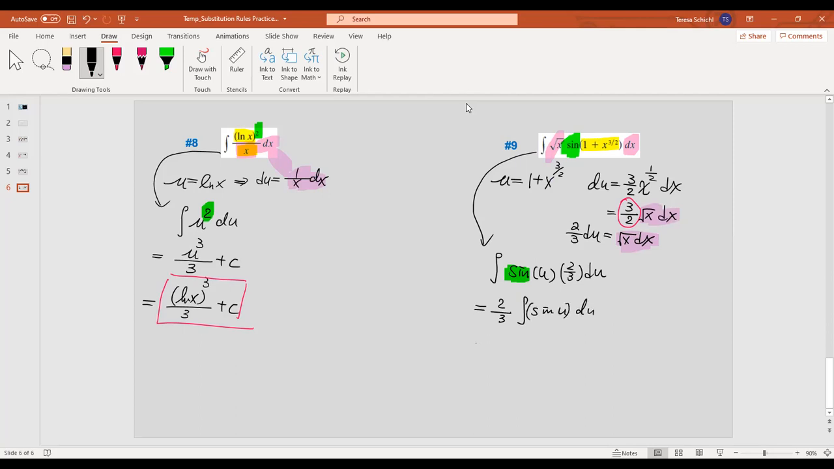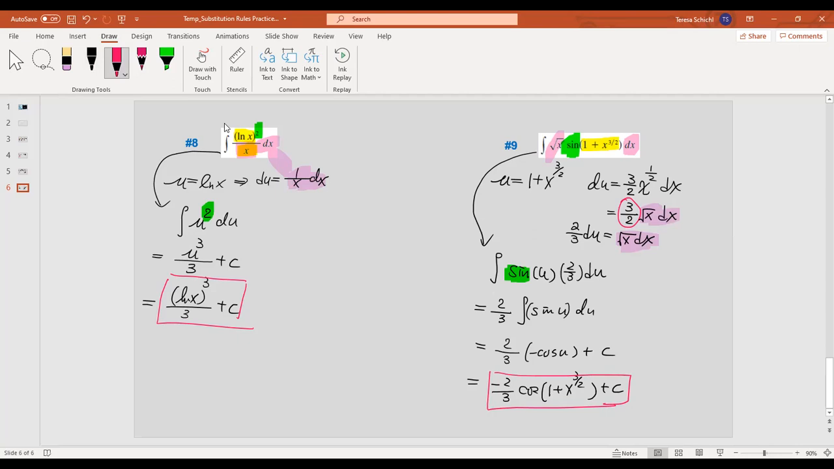Then we know the integral of sine u is negative cosine u plus c. Don't forget the last step: substitute your u. I can move the constant to the front. So this is negative 2/3 cosine of 1 plus x to the 3/2, plus c. And that's it. So this is our first set of the substitution rule.